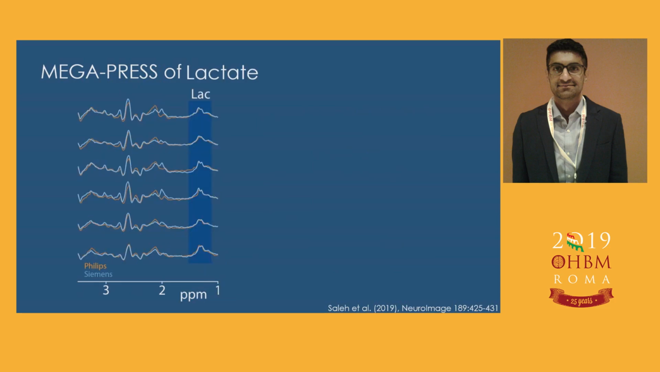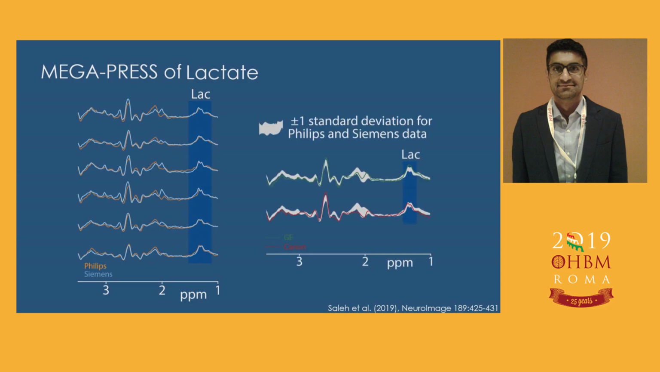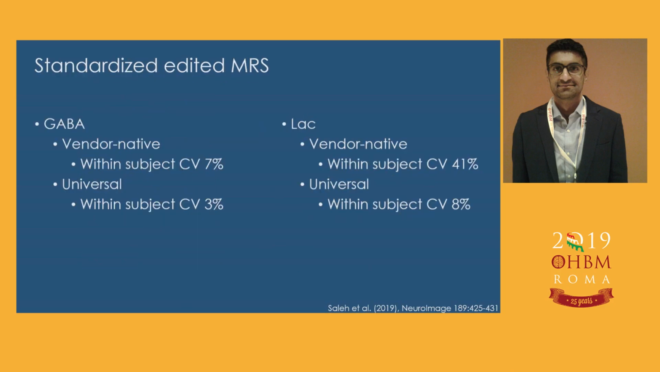And then we did lactate editing at longer echo time. And again, we get excellent data and excellent agreement across vendors. And again, GE and Canon gave us excellent results as well, comparable across all vendors. We quantified the data and also looked into how much it varies. Starting from vendor native, that is the vendor-provided protocol, the variation was about 7%, which reduced to 3% using the universal sequence. In lactate editing, there was a remarkable improvement, from 41% to 8%.